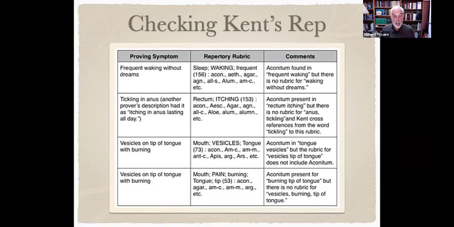Carrying on here, we've got frequent waking without dreams. There is a rubric, sleep, waking, frequent, 156 remedies, aconite is in there. But there is no rubric for waking without dreams. Then there's tickling in anus.